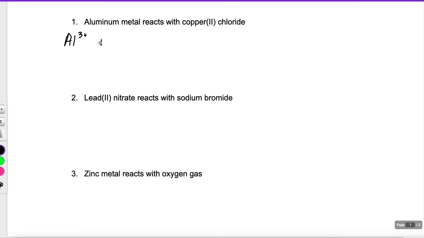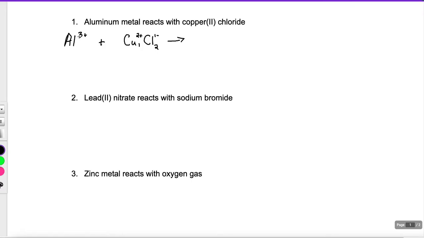And that's going to react with copper 2, so you're going to have to look up the charge of copper 2, or just know that the Roman numeral means 2 plus, and chloride is 1 negative. If the charges aren't opposite but equal, you need a crisscross, so we get CuCl2. We're going to draw an arrow.